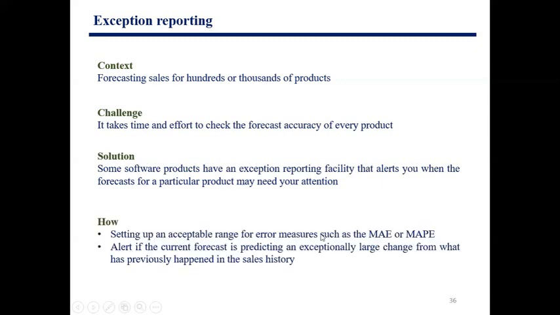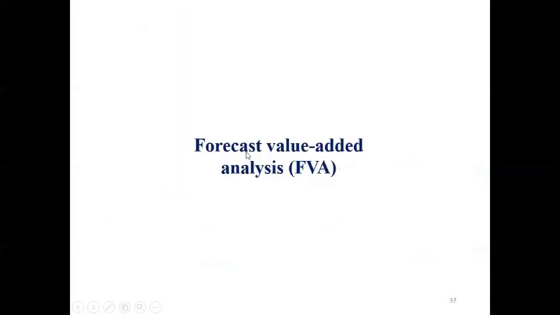How do they do that? The idea is simple. They can, for example, set an acceptable range for error measures, such as the mean absolute error or the mean absolute percentage error, or they can alert you if your forecast for a specific period is exceptionally different from what usually happened in the past. So this is the idea of exception reporting.